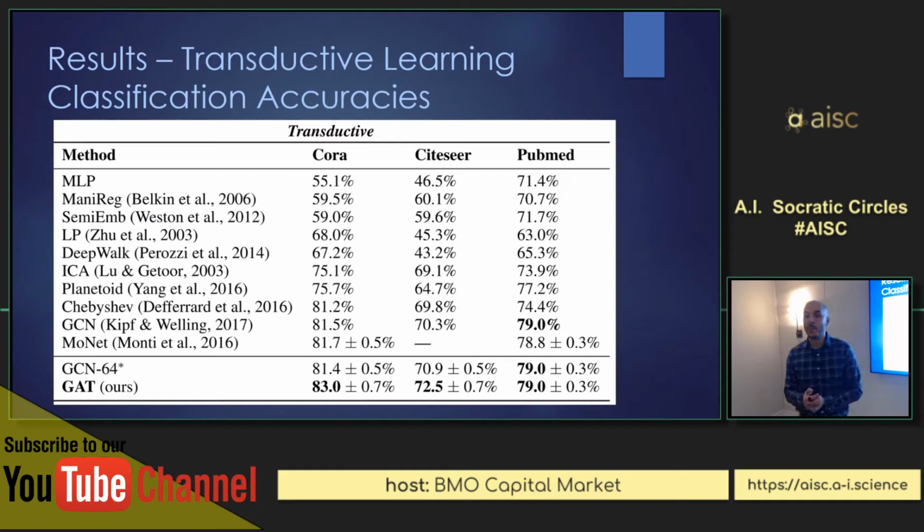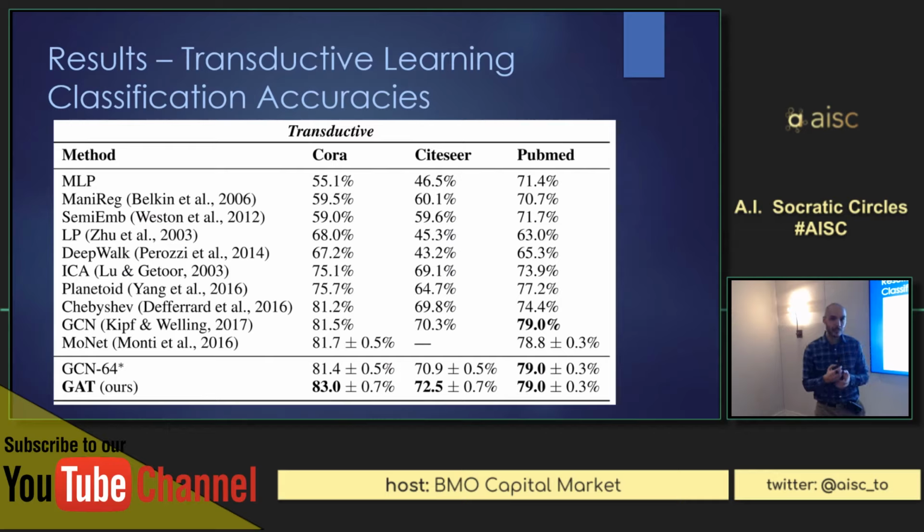Yes? What does 64 here mean in GCN? That's a good question. I think, if I remember correctly, and facilitators, please correct me if I'm wrong, they increased the number of parameters in GCN to match the number of parameters in the GAT, but I'm not entirely sure. So basically, it's to have a fair comparison between the 2 architectures.